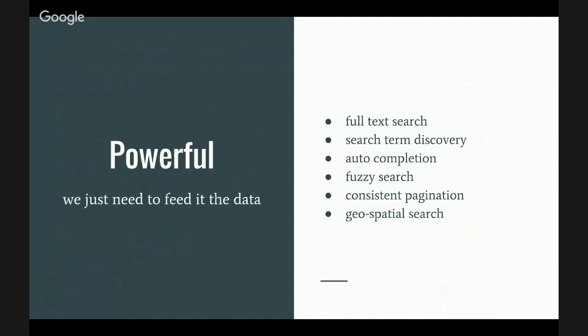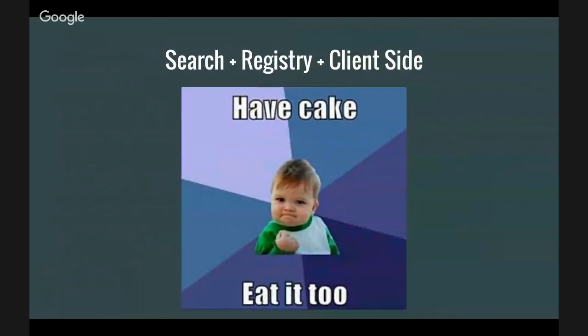When you look at it, you have full text search, something that most projects cannot or do not want to provide. There's search term discovery, auto completion, fuzzy search, consistent pagination, and then if you get really fancy, you can do things like geospatial search. But ultimately, we just need to feed it the data. And so when you look at the search, plus the registry we're doing on Horizon, plus the client side, and that means the JavaScript work, we're hoping to have that cake and eat it too.